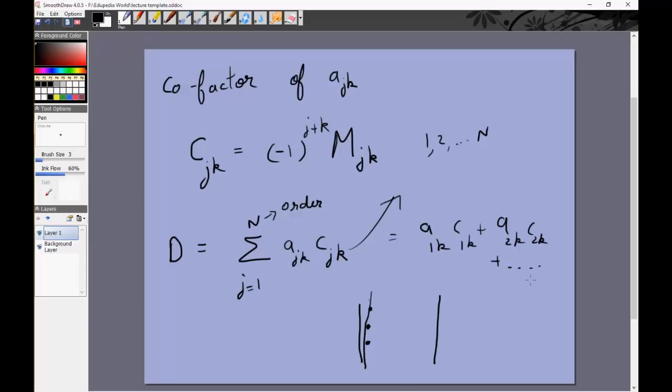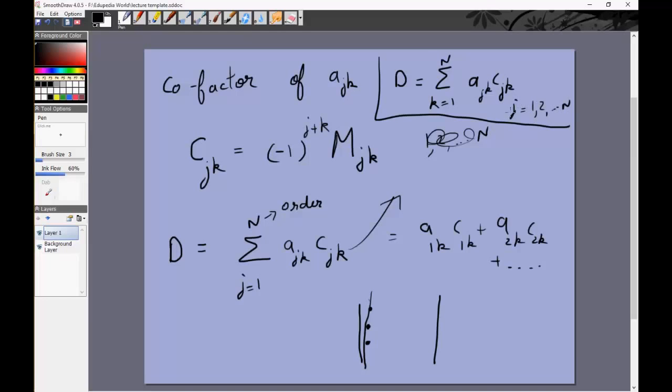So this is a standard formula for expansion about columns, but we also have a standard formula for expansion about rows. And that is given as the summation k equal to 1 to n of Ajk Cjk, where j can be any value 1, 2, up to n. So if j is 1, then this corresponds to A11 C11 plus A12 C12 plus A13 C13, first row, third column. So if j is 1, this is an expansion about the first row. If j is 7, this is an expansion about the 7th row.